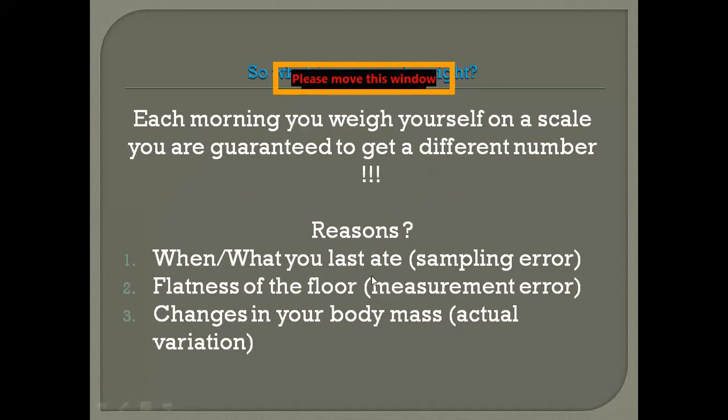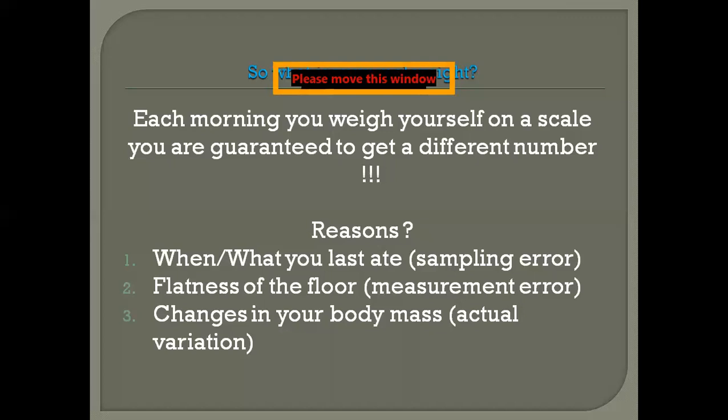Let's move ahead. So what is your actual weight? Each morning you weigh yourself on a scale, right? Each morning you weigh yourself on a scale. You are guaranteed to get a different number. I mean, say a different weight, right? What are the reasons behind this? The reasons which we have enlisted here are just some of them, not all of them.